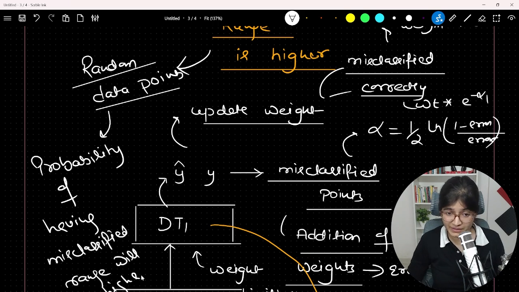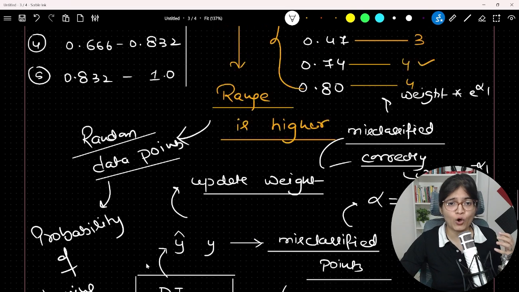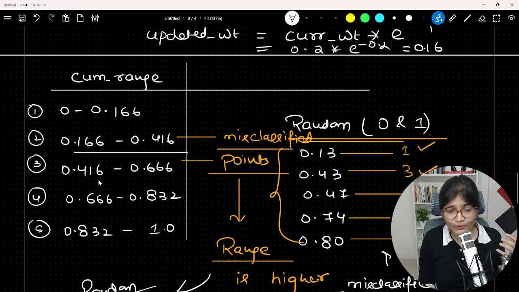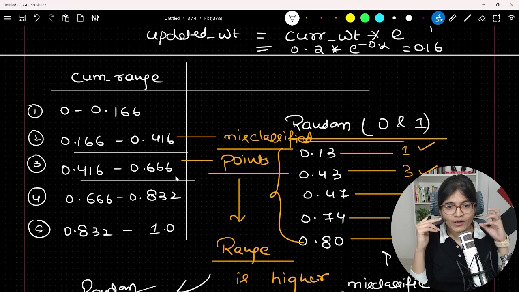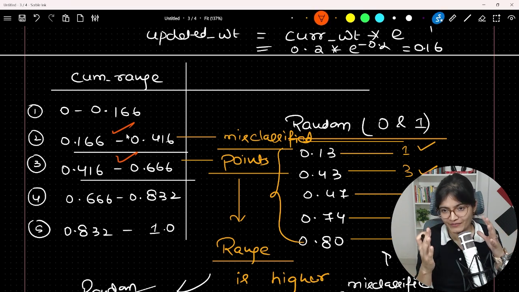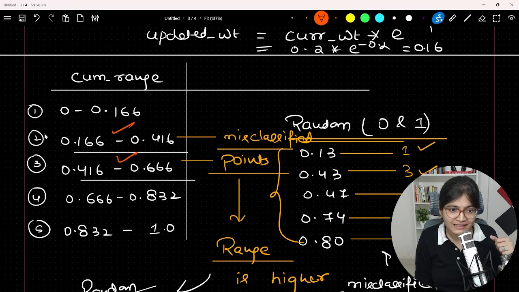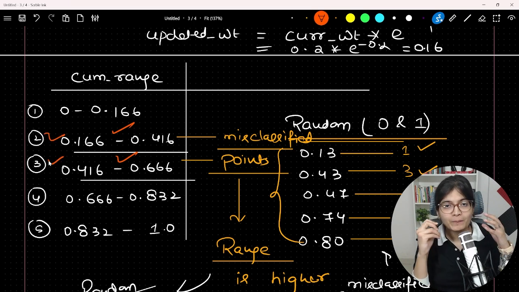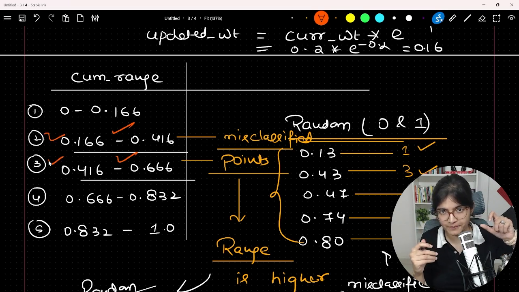Can I say this? Because the points that belong to the misclassified points have a very, very big range. So when you pick random data points, obviously the probability of falling into these bigger ranges is very, very high. So by default you will call many random samples, and maximum data entries will belong to 2 and 3, right?